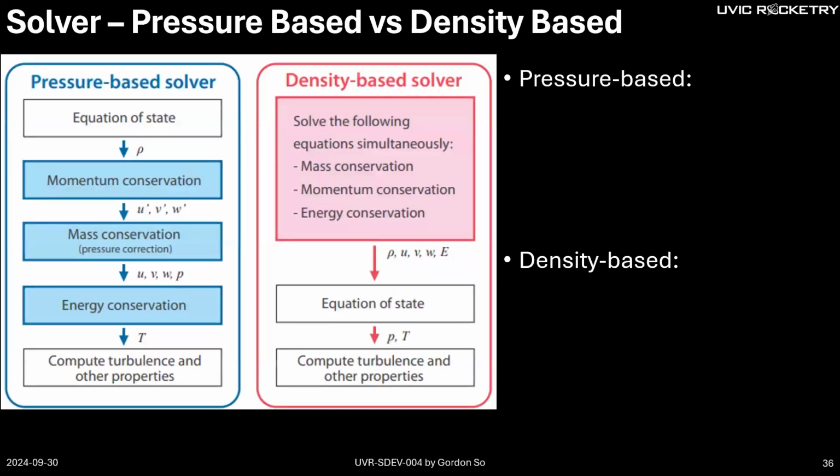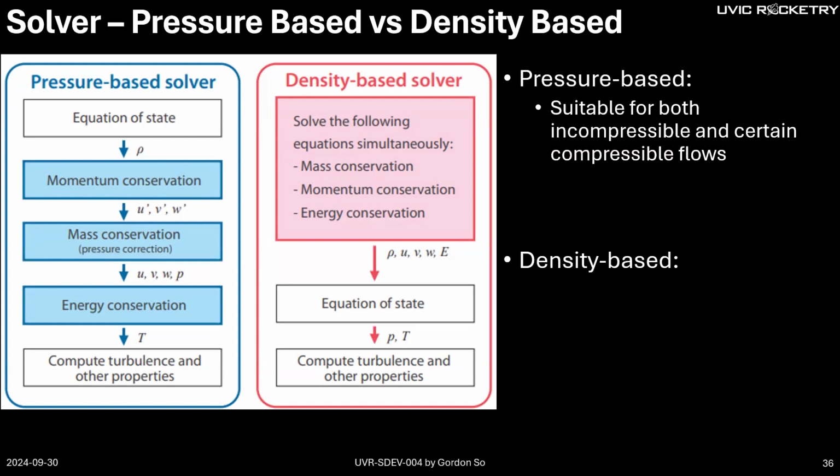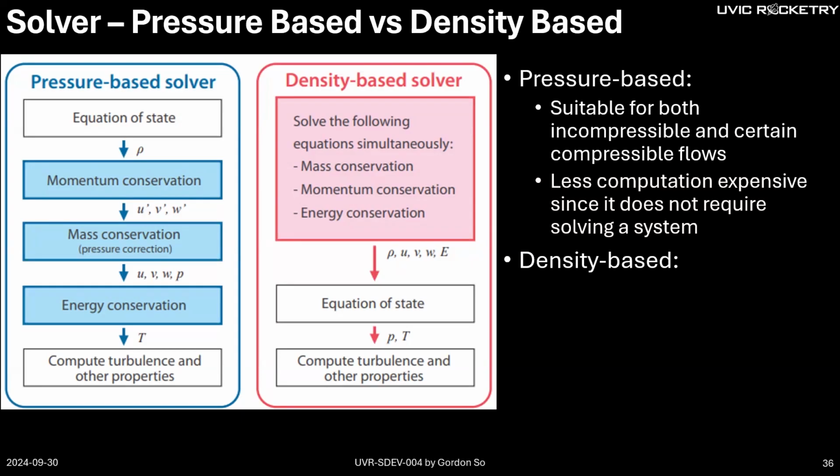Another thing is the solver itself. What is the approach of the solver? Two mainstream are pressure-based and density-based. Pressure-based is suitable for incompressible and certain compressible flows. As you can see, it's more like a one-way process. You don't really need any iteration. You solve the equations by solving a state, and then that state will populate everything else. So it's actually less computationally expensive because it's fewer steps.